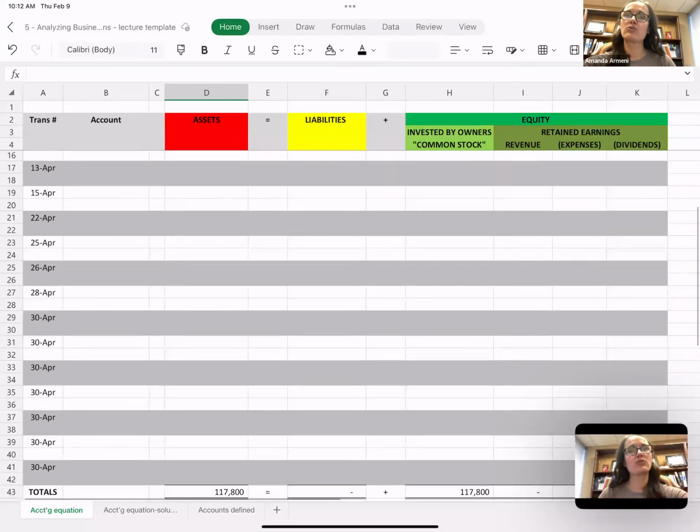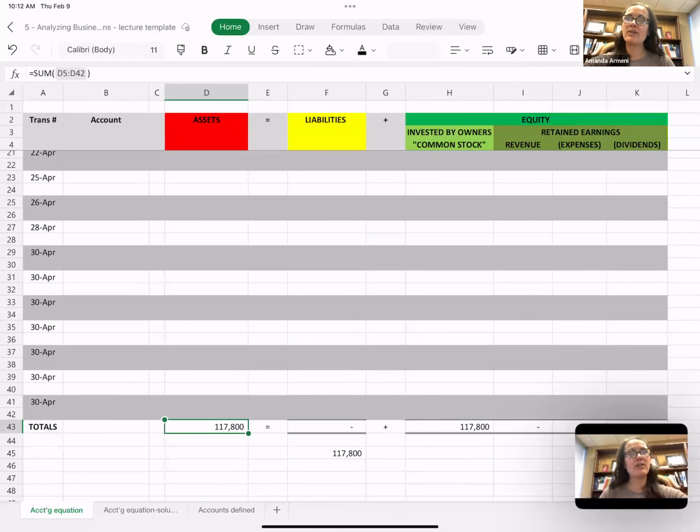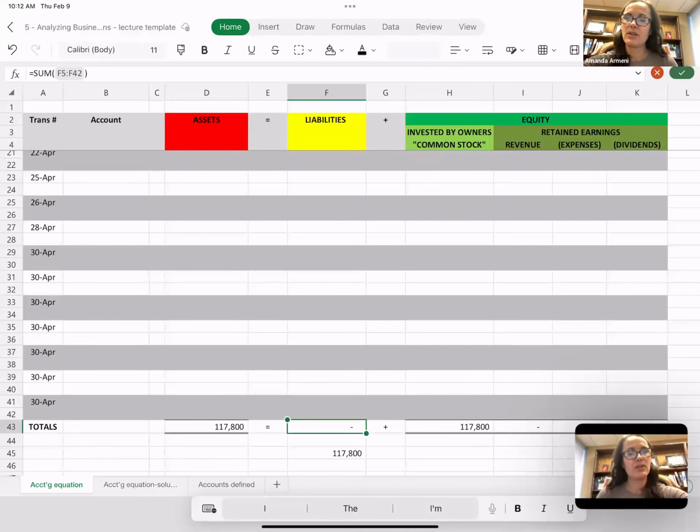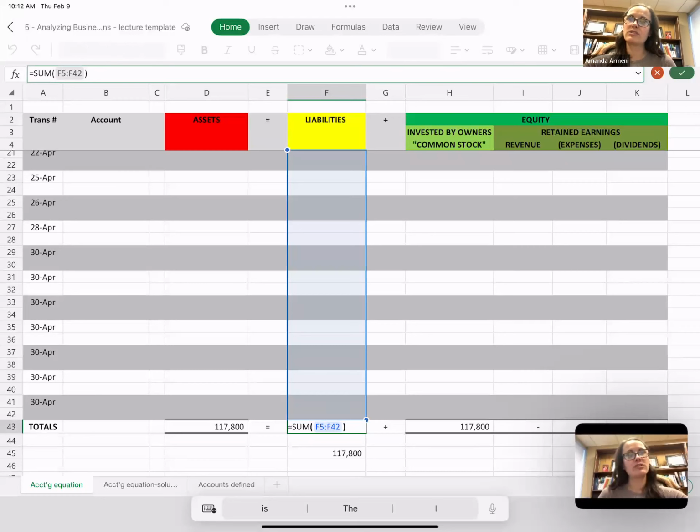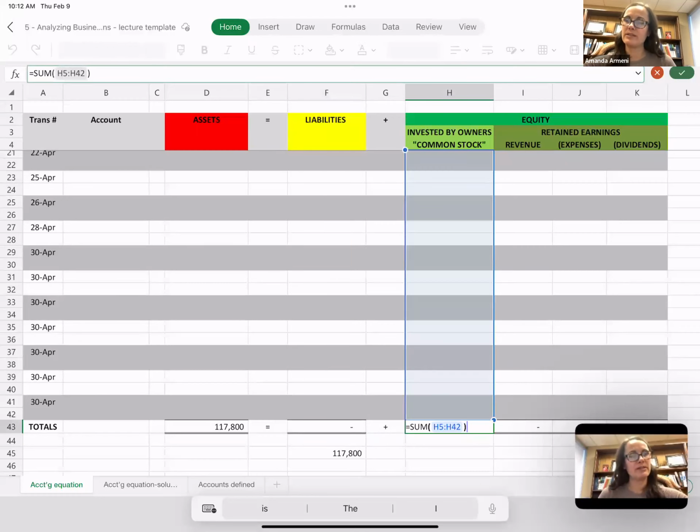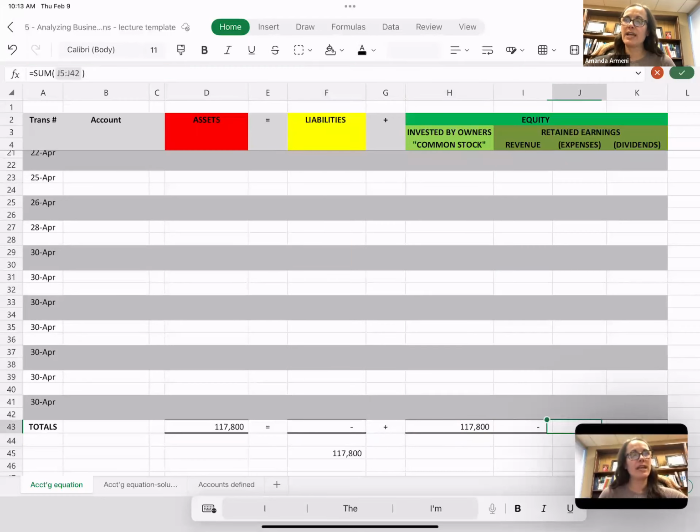So you see here, if I scroll down to the bottom, I still have that accounting equation, assets equals liabilities plus equity, just like we did in the previous lesson. Every time we make an entry into our template here, it's going to update at the bottom for the total assets. Here's the sum of all of the assets, the total liabilities, and you can just double click on that to see what the formula is.